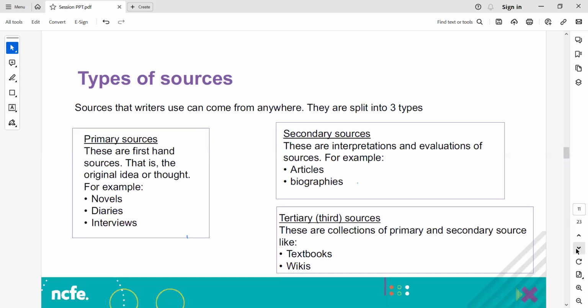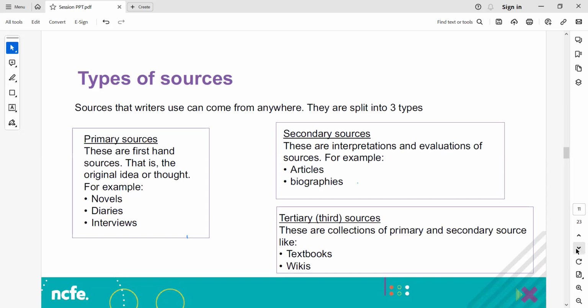So moving on to tertiary sources or third sources. These are collections of primary and secondary sources. So if we look, there's textbooks and wikis there. If we think of wikis, that may use both. So if we were thinking of a footballer again, on that wiki, there might be information that comes from direct interviews that that footballer has given, but also information that comes from articles written about the footballer as well. So it's using both primary and secondary sources. And so that's then a tertiary source, a third source.